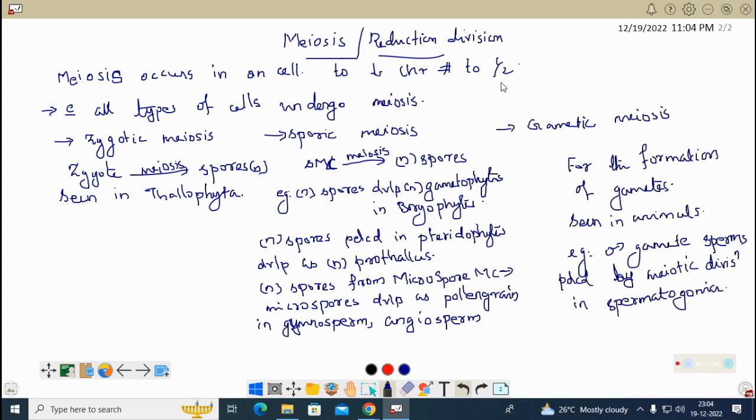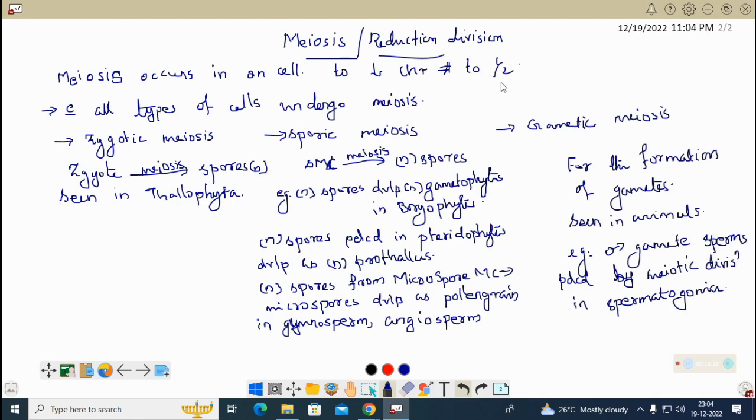And in the same way, in the angiosperm also it will occur. Microsporangia consist of microspore mother cell, which undergo meiotic division to produce the haploid microspore. From there, pollen grain will be developed by mitotic division. So which cell undergo meiotic division? Microspore mother cell undergo meiotic division.